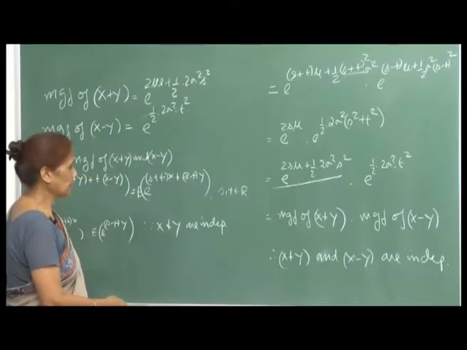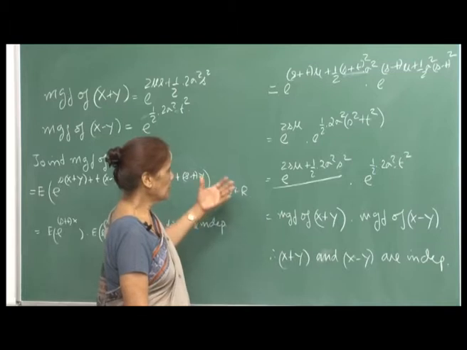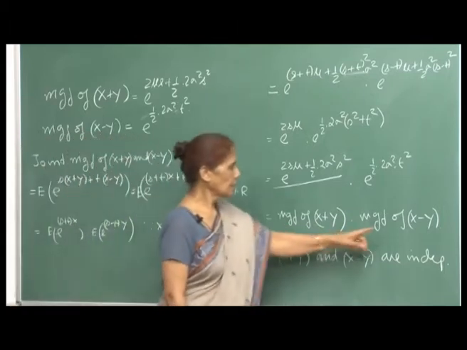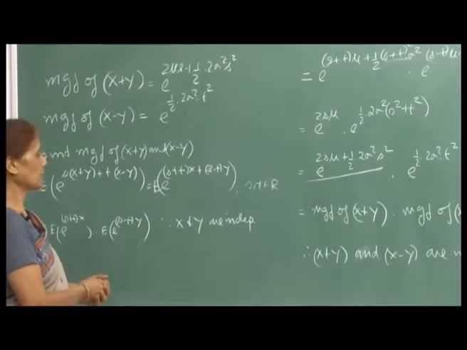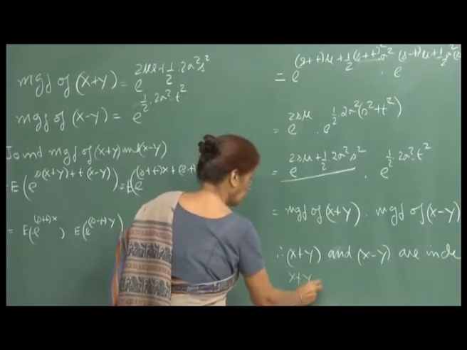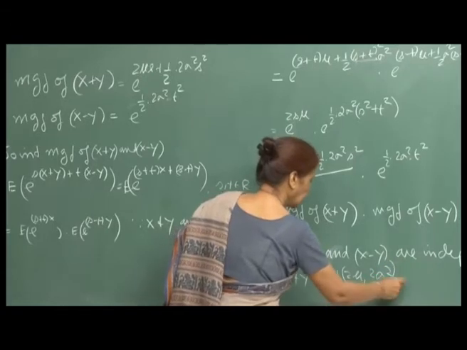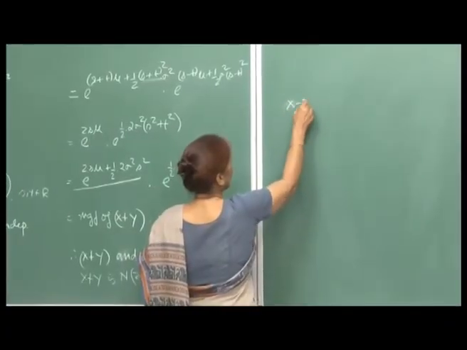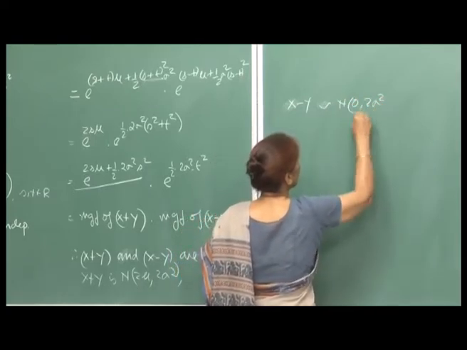And so, from the theorem that I had just stated and proved to you, if your joint MGF can be written as the product of the individual MGFs, then the variables must be independent. And so, we conclude that x plus y and x minus y are independent, and also we can conclude that x plus y is normal with mean 2 mu and variance 2 sigma square, and x minus y is normal with mean 0 and variance 2 sigma square.